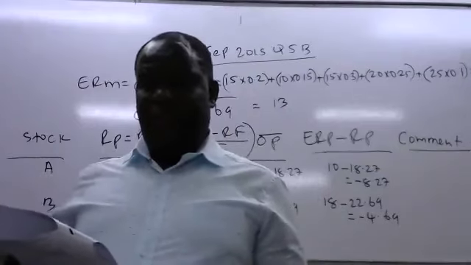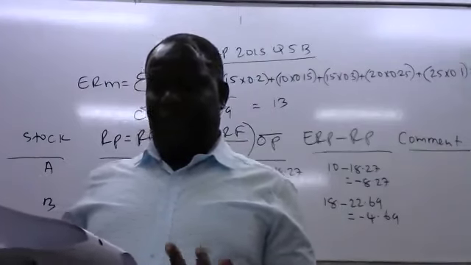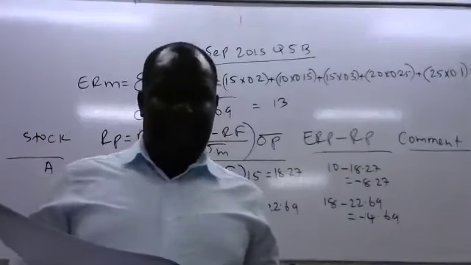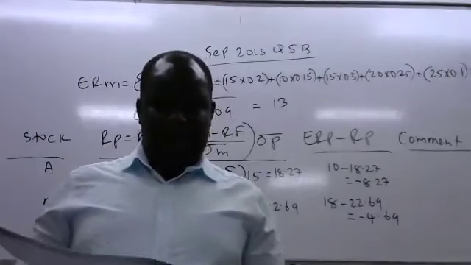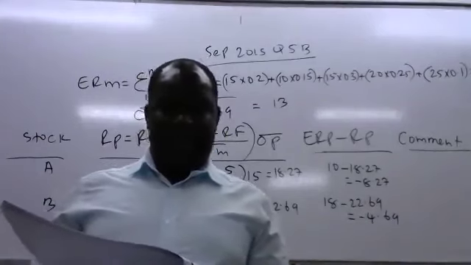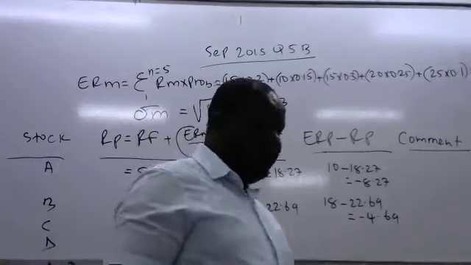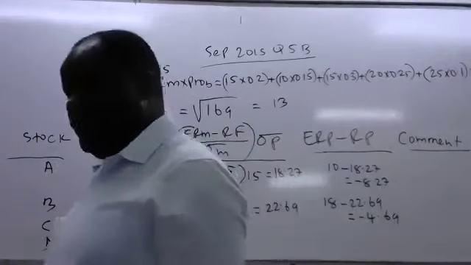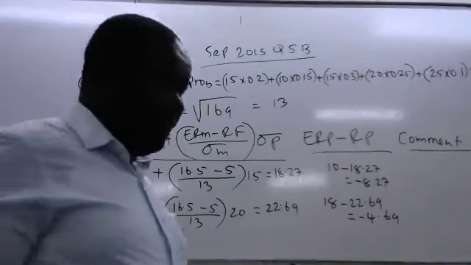Then additional information, the correlation coefficient of the returns of the assets are given as follows. So they have given you A and B, A and C, and also B and C. Now required, the expected portfolio return. Also, Roman letter 2, using the mathematical model, compute the portfolio risk.